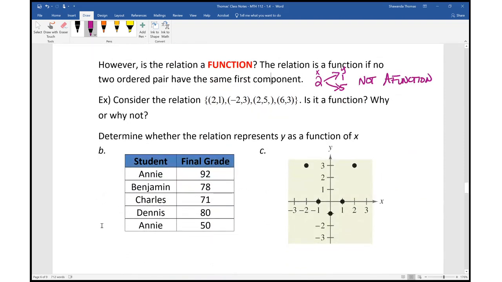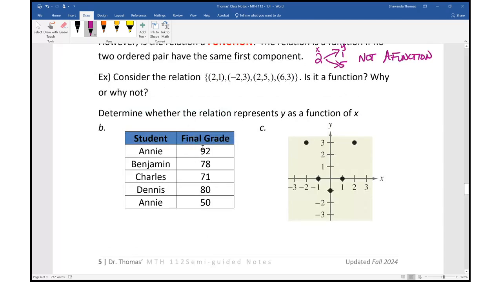Here's something that may be more relatable so you can understand it better. Determine whether the relation represents y as a function of x. All right. So let's look at this. You have a student in a class. Annie has a 92. That's her final grade in the class. Benjamin, 78. Charles, 71. Dennis, 80. Annie, 50. Now these are not different Annies. It's the same Annie. Is this possible?